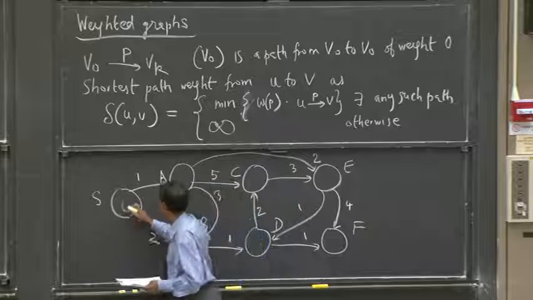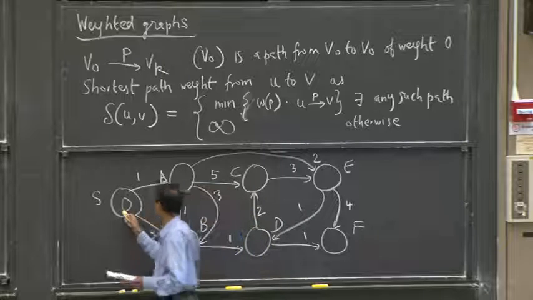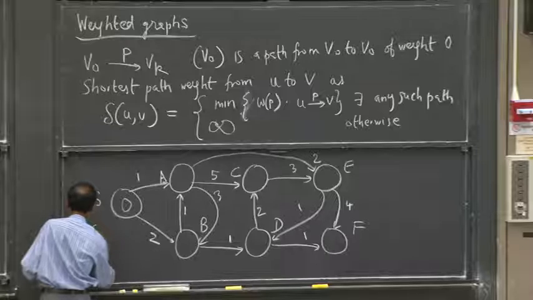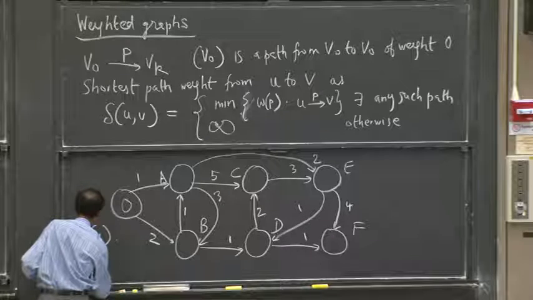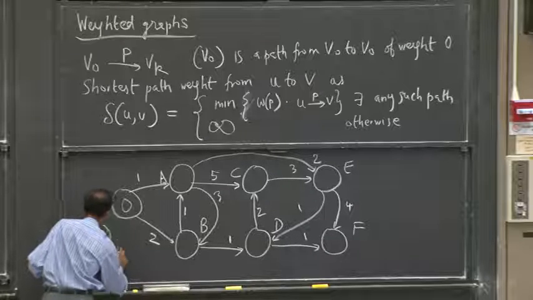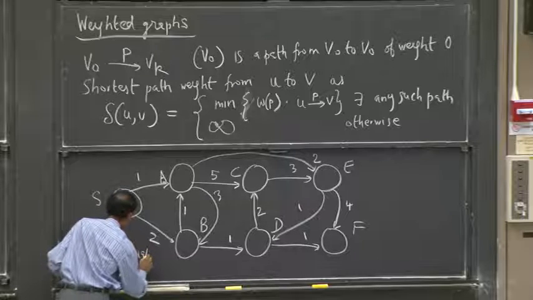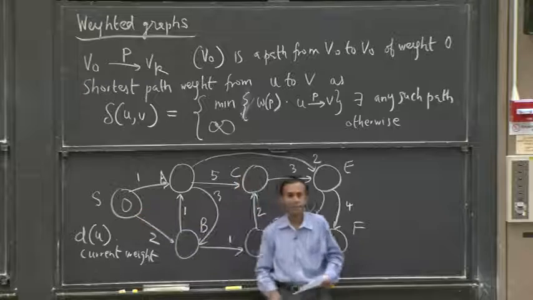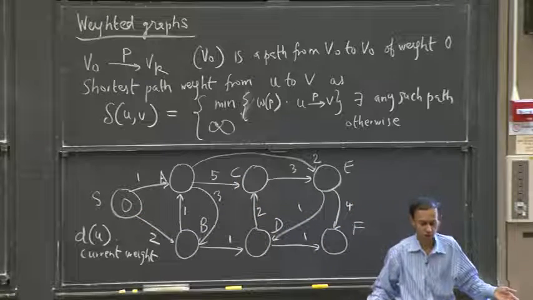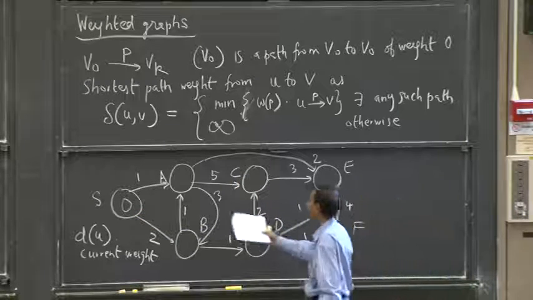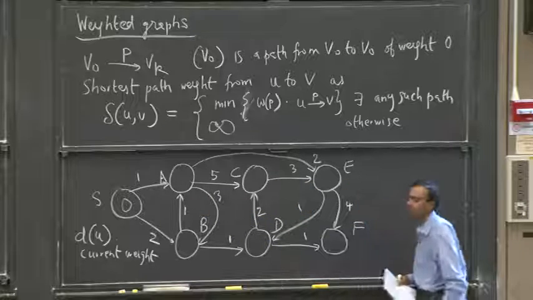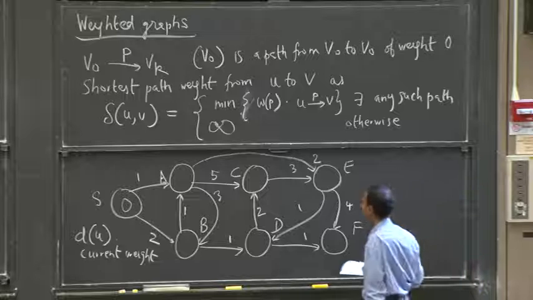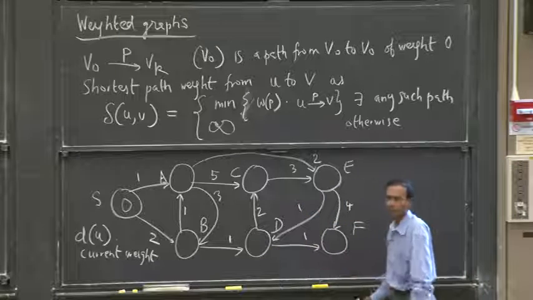So I'm going to say that the numbers that are inside each of these vertices, so d of u is the current weight. Initially I'm going to start with d of s being 0 because that's the source, and all of these other ones are going to have infinity for their d of v's. So d of A is infinity, d of B is infinity, etc.